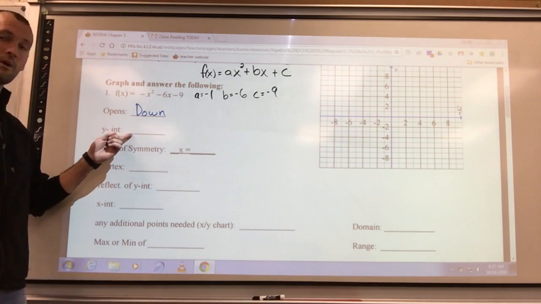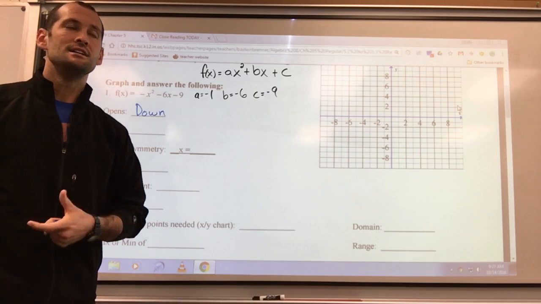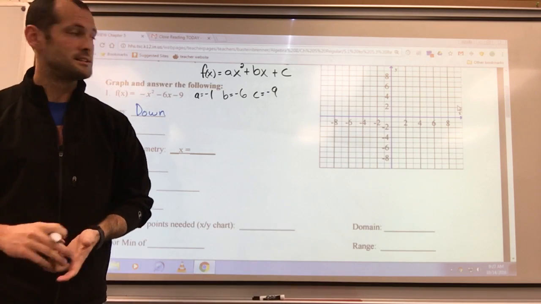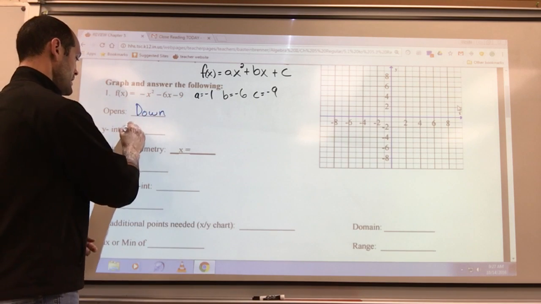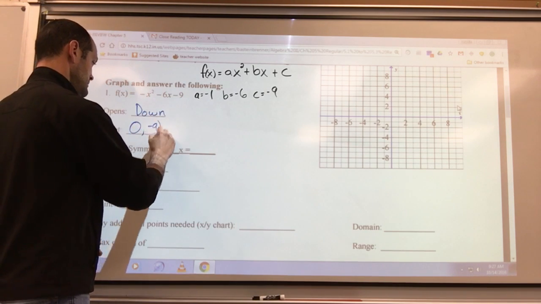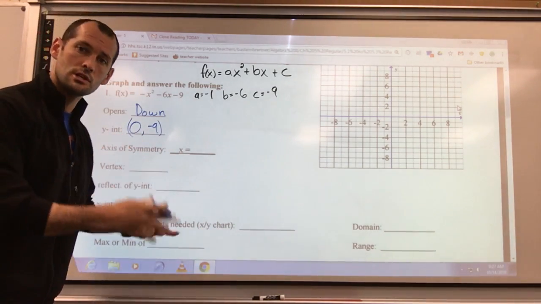Second thing I know, the y-intercept. It's just your C value. And it makes sense because if you think about it, to find the y-intercept, you make the x 0. Well, 0, 0, you're only left with a C value. So my y-intercept is 0, -9. Keep in mind, you don't see any work right now. I haven't had to do anything. It's the look and know part.